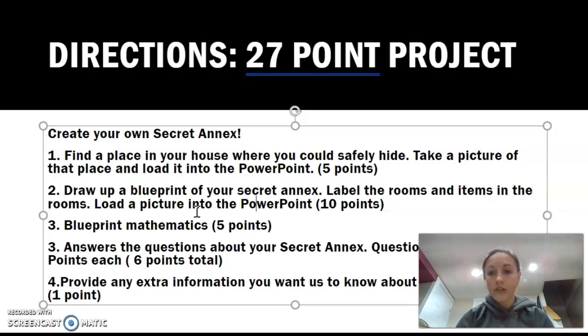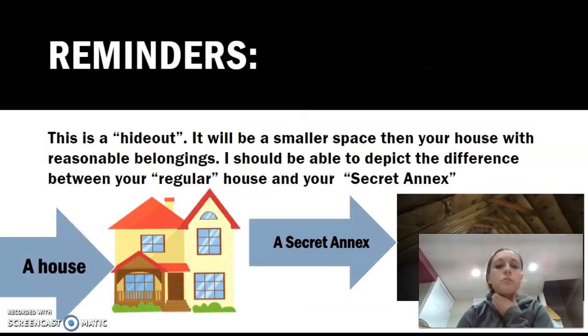Then you're going to answer questions about your secret annex. Each is worth 2 points, so that is 6 points total. And then you can tell us any extra information you want about your secret annex, which is 1 point.